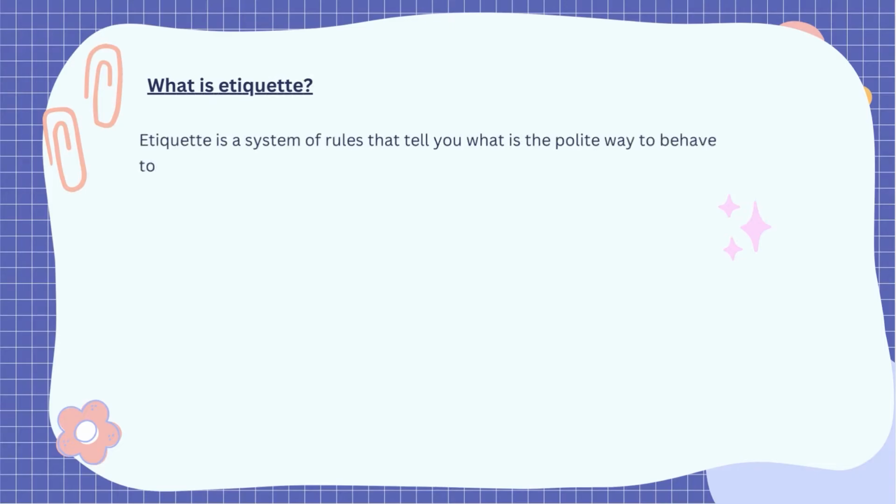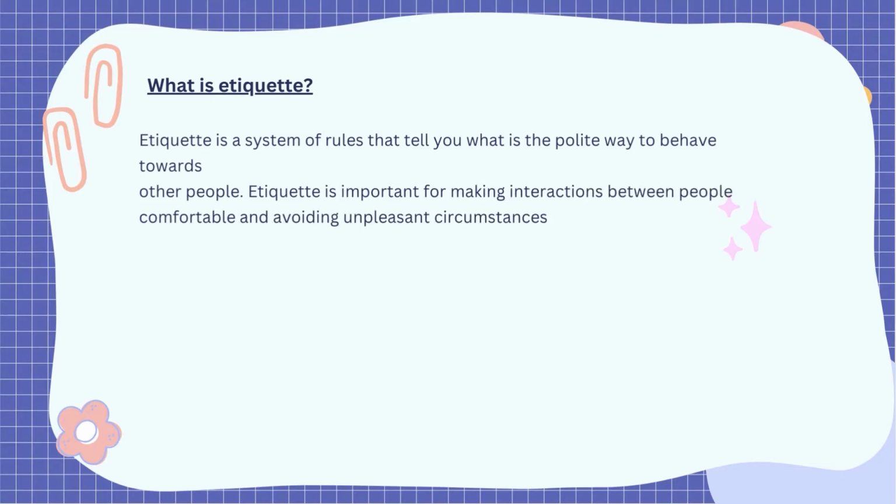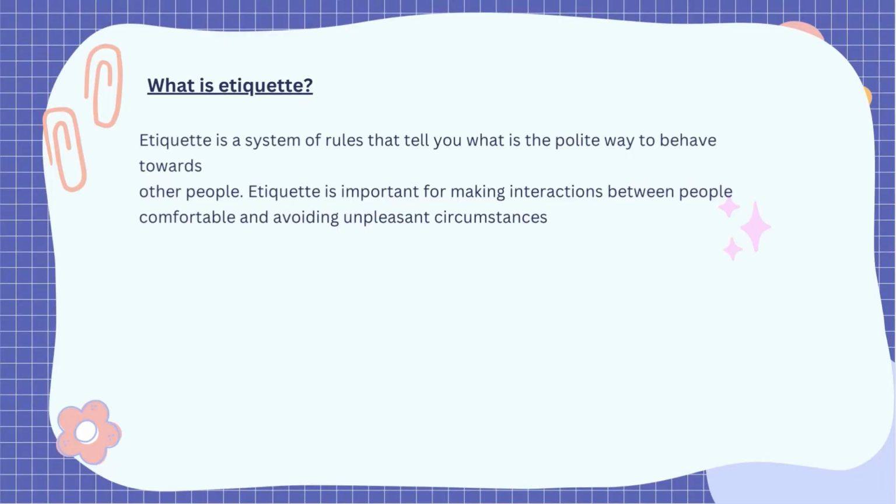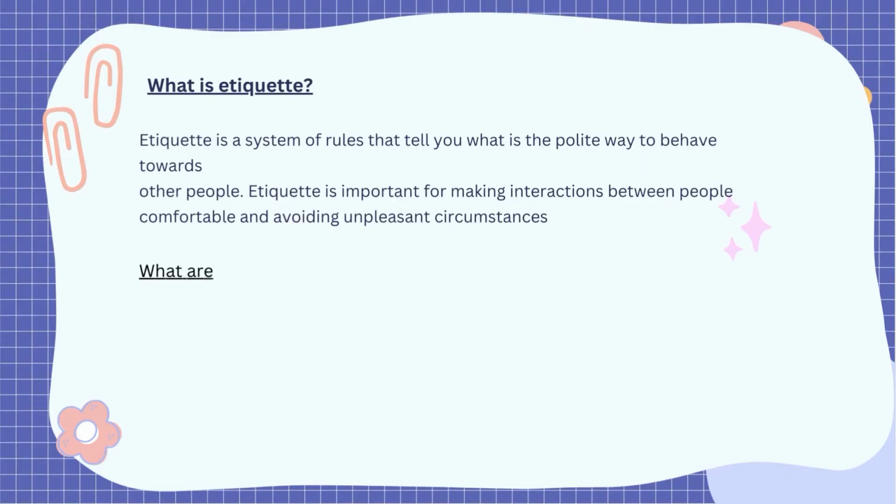Etiquette is a system of rules that tell you the polite way to behave towards other people. Etiquette is important for making interactions between people comfortable and avoiding unpleasant circumstances, right? We have many etiquettes in our daily life that we follow. If we meet elders, we follow different kinds of etiquettes, and if we meet friends, we have certain etiquettes to follow. So we have various etiquettes. Let's look at the rules of etiquette.